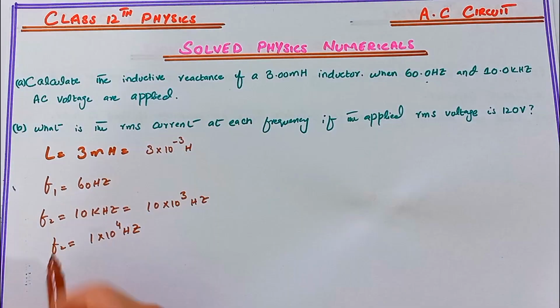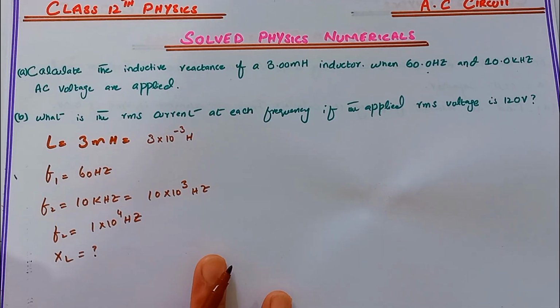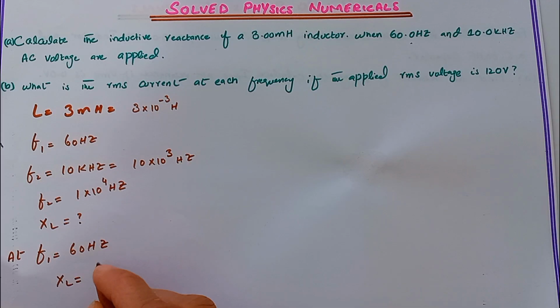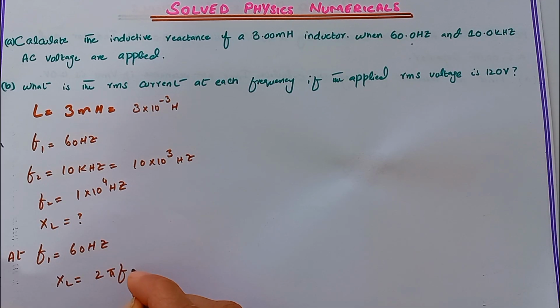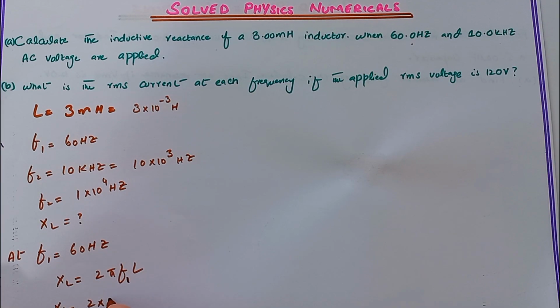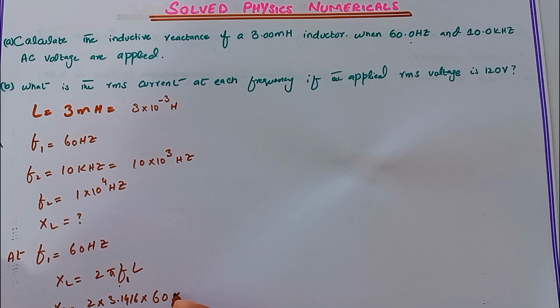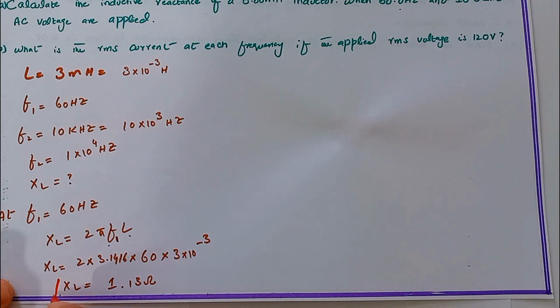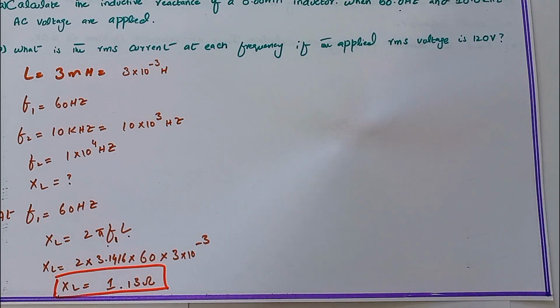So we find the inductive reactance XL at frequency F1, that is 60 Hertz. The value of the inductive reactance is 2 pi FL. Here we use 2 pi as 3.1416, frequency F1 as 60, and L as 3 into 10 to the power minus 3. So the inductive reactance at frequency F1 is 1.13 ohm. This is the first answer, the inductive reactance at 60 Hertz.